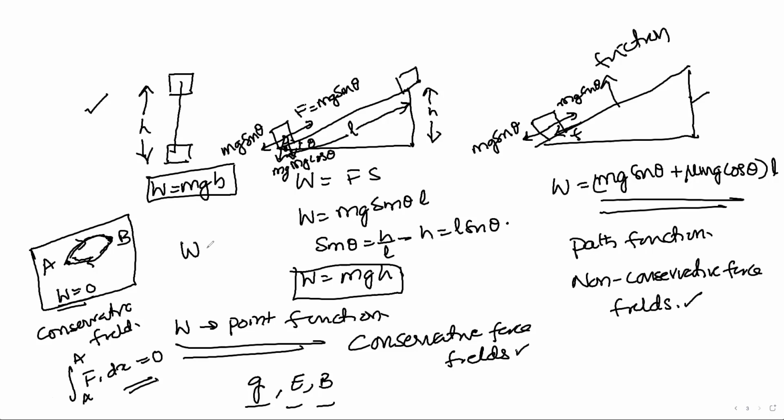The work done from A to B plus work done from B to A should be 0 in a conservative force field. If this is not equal to 0, that is, the work done along a closed curve is not equal to 0, then it is called a non-conservative force field. Example, sir? Yes, frictional force.